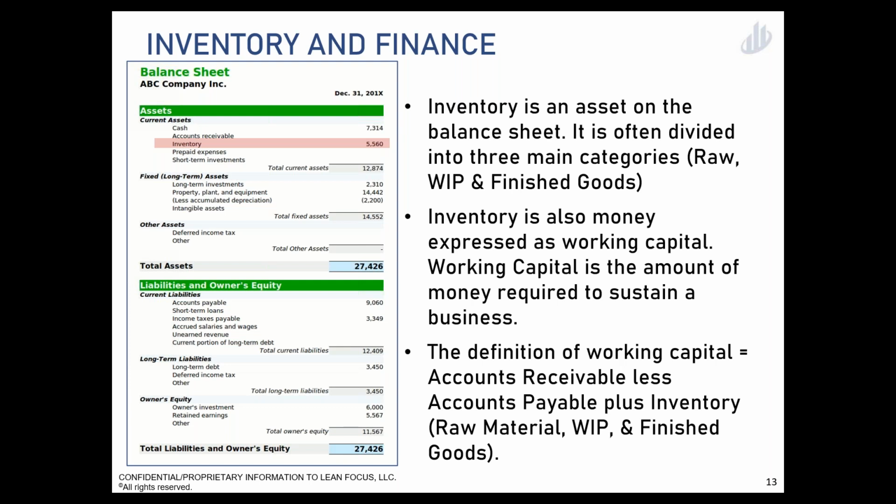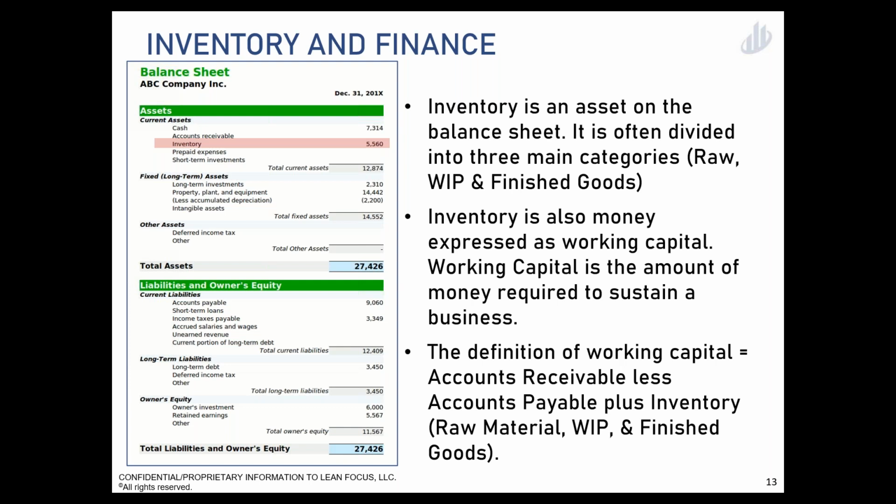WIP, as we said before, is work in progress or work in process, which means I've done some stuff to it, but it's not done yet. And then finished goods means I could ship this. It is a shippable product for the customer. Inventory is also expressed in some cases as working capital. Working capital is a financial phrase that means what does it take to sustain this business, to keep this business running. So I have working capital, money that I invest to buy my inventory, to put the inventory on the shelf so I can make something out of it, so I can ship, so I can eventually get paid.